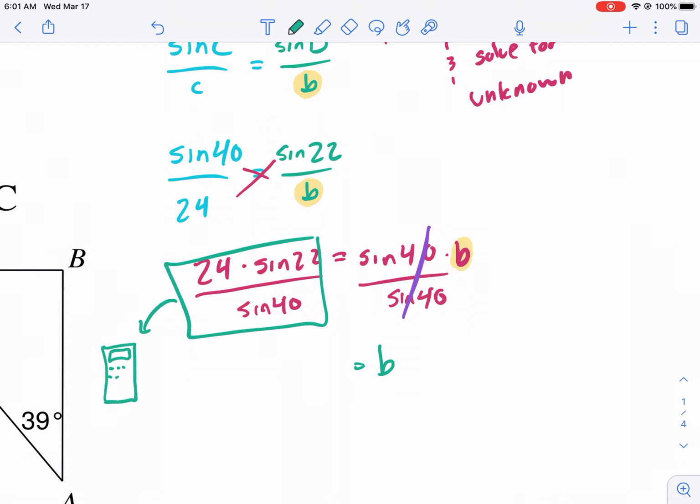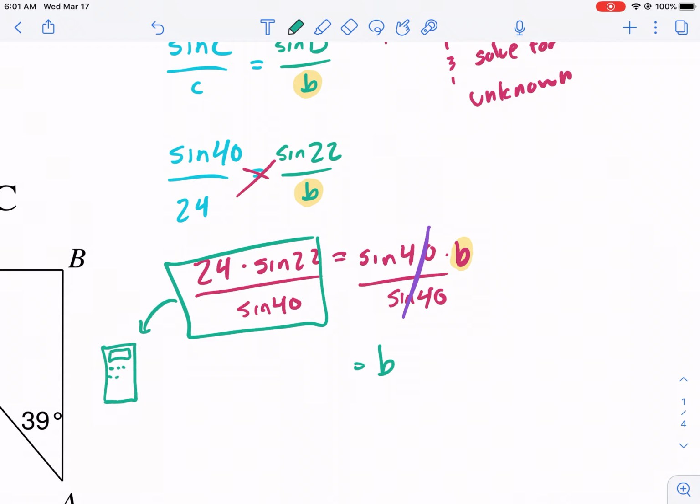So I get b equals 13.98, but I'm looking to round to what? Round your answers to the nearest tenth. That means this rounds up to the next level, so it's going to be 14.0 equals b. So I have my answer, I found b. Okay, let's go ahead and do another one.